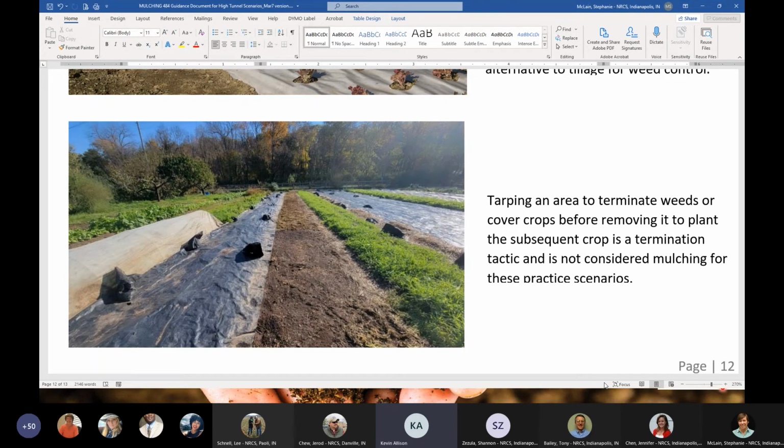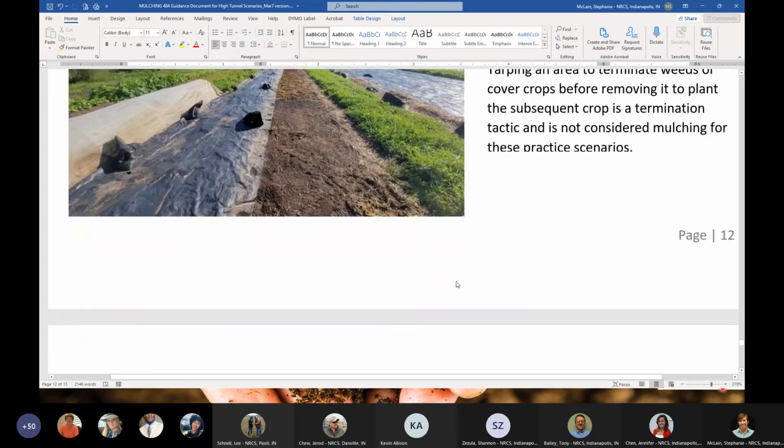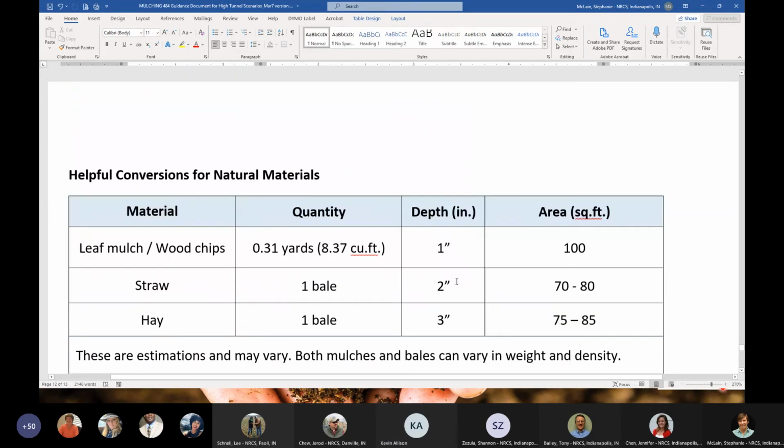I guess when we start talking about no-till and reduced till management, it might fall more under something like that. But as far as a mulch, we're not going to be counting tarping as mulching. Any questions on that? It's a wonderful practice, but it's not mulching in this circumstance.